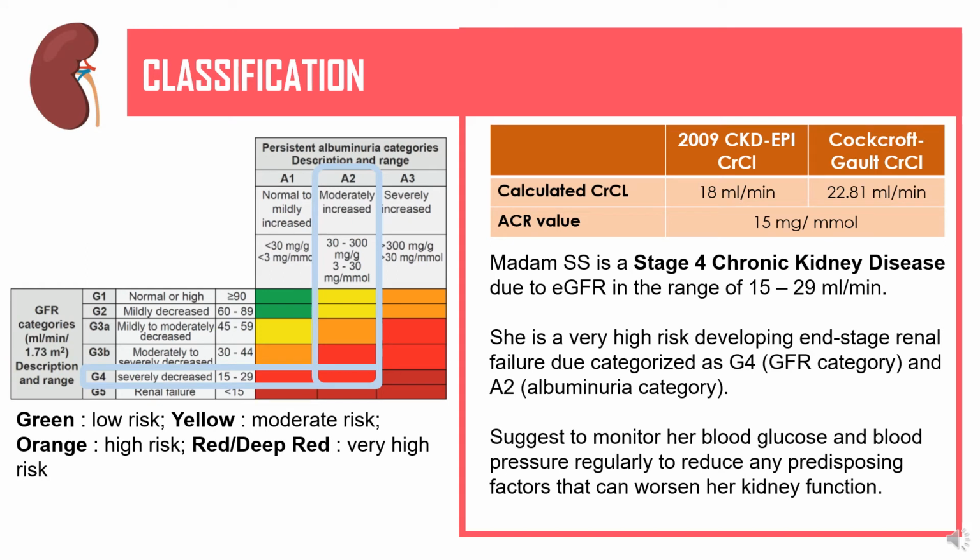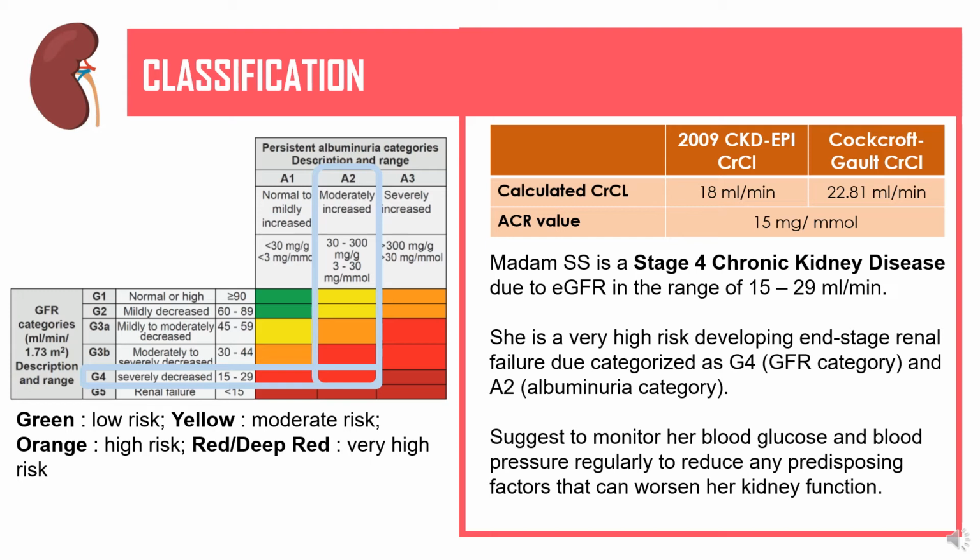Based on the GFR we have calculated and also the ACR value, we can categorize Madam SS as stage 4 chronic kidney disease due to glomerular filtration rate in the range of 15 to 29 ml per minute. Based on the table given here, she is at very high risk of developing end-stage renal failure, categorized as G4 based on GFR category and A2 based on albuminuria category due to ACR value between 3 to 30 mg per millimole.